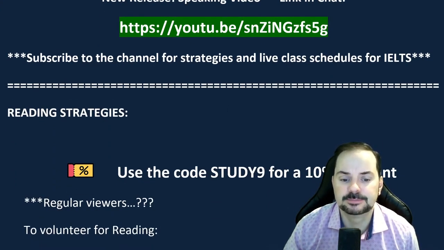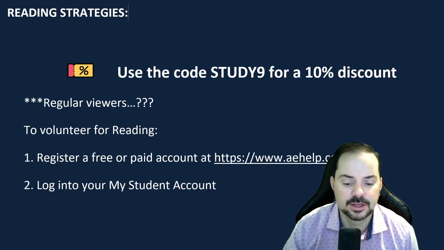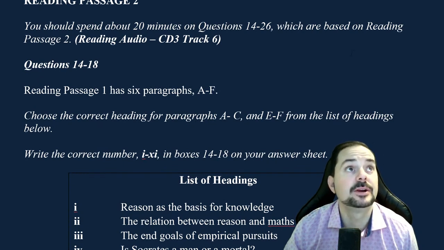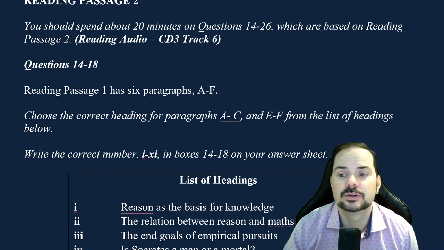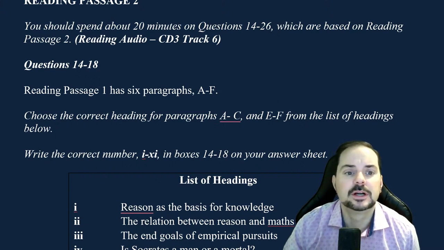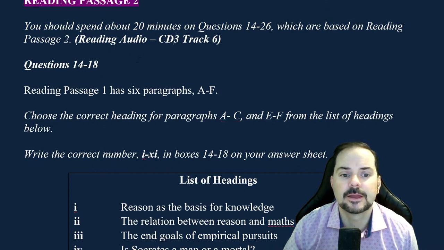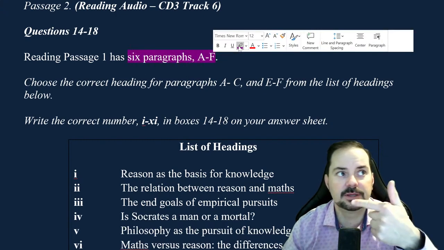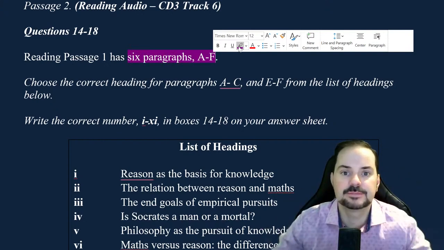Let's get into it. Let me show you the passage for the day. This is it right here. I just want to make sure that we've got a good size. All right, that looks good. So, reading passage 2. This is coming from our third exam. It has 6 paragraphs, A to F. A, B, C, D, E, F.